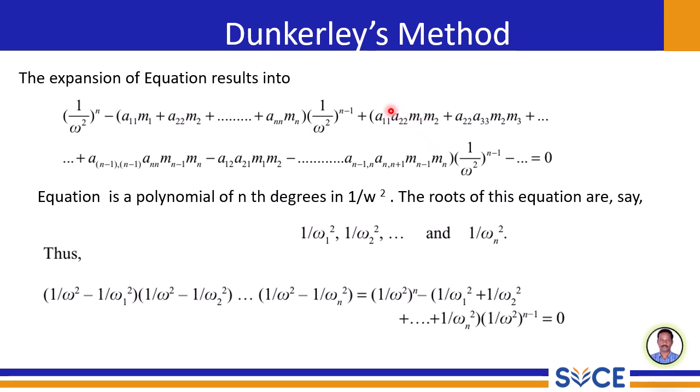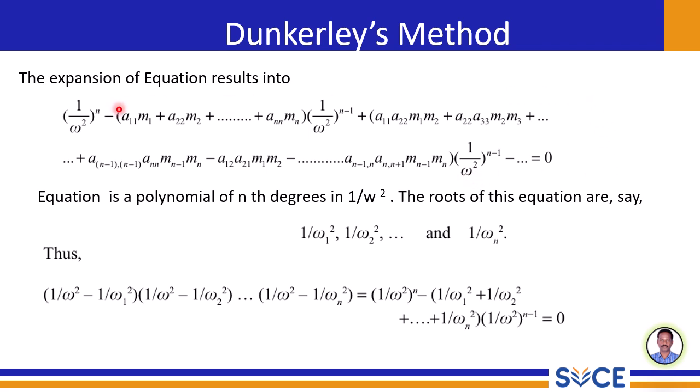As we discussed, expanding the determinant from the previous slide leads us to this polynomial equation. Here it is, the general form. You can observe that it is an nth degree polynomial in terms of 1 by omega square, where n represents the number of degrees of freedom of our system.